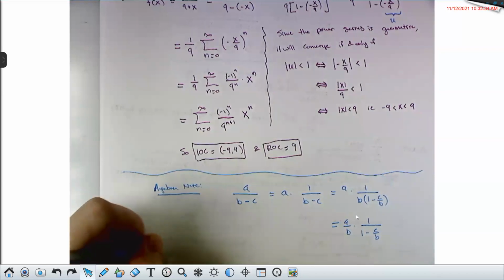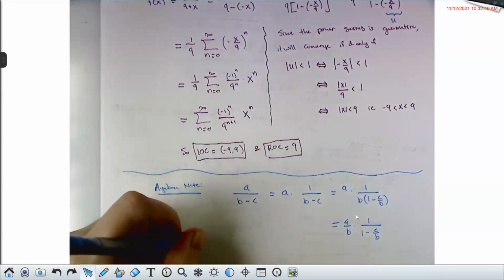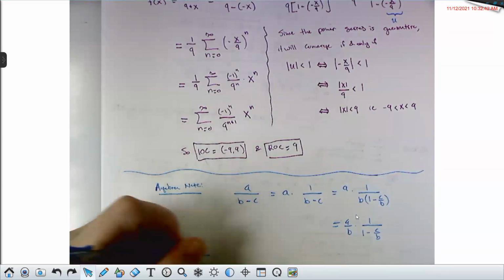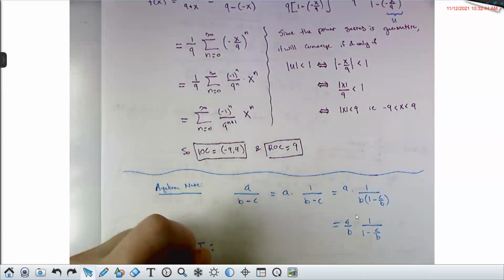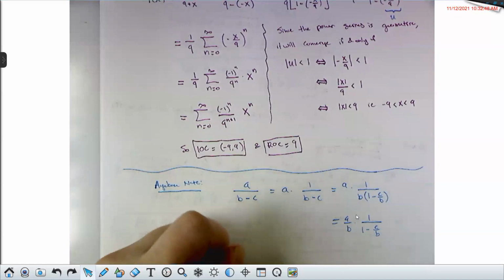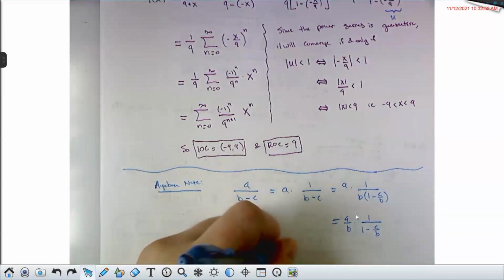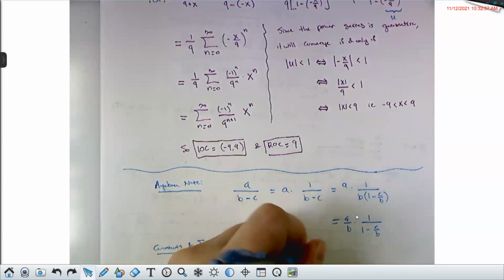The other thing: constants and sigma. If you have some constant times sigma of some stuff, remember that constant can freely move in and out. The rules for sigma are the same as the rules for integrals.